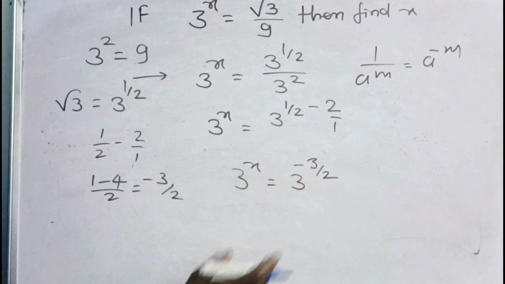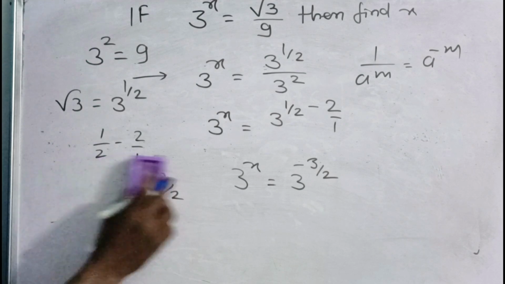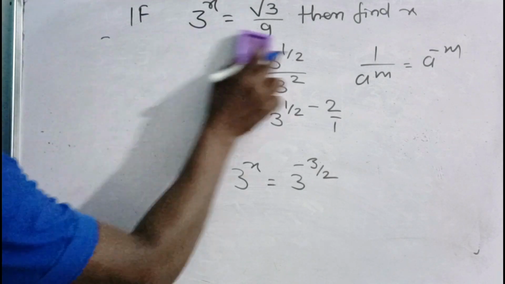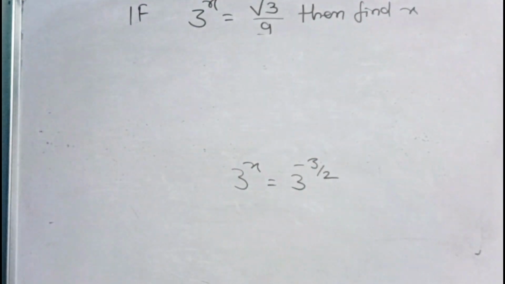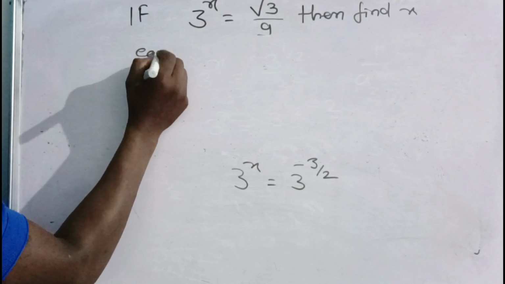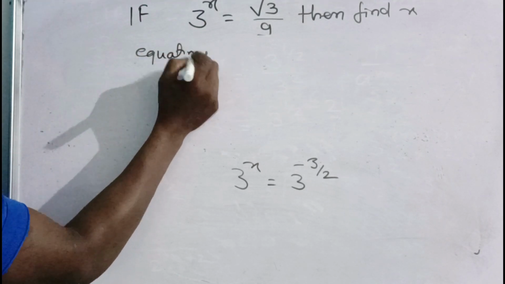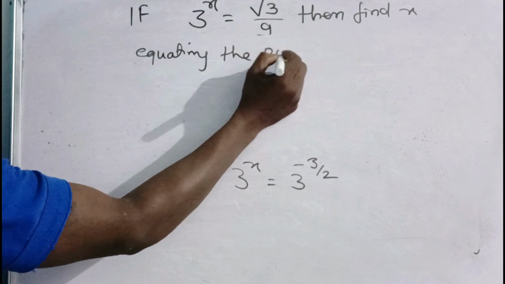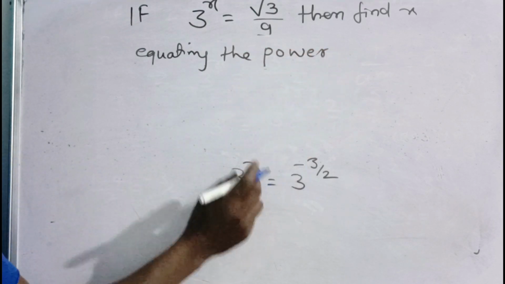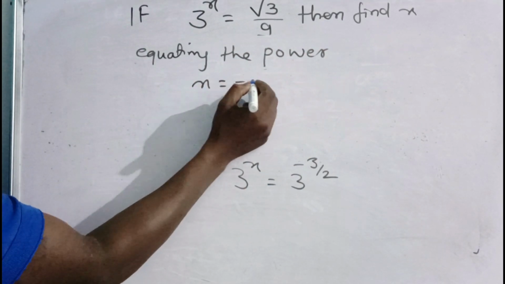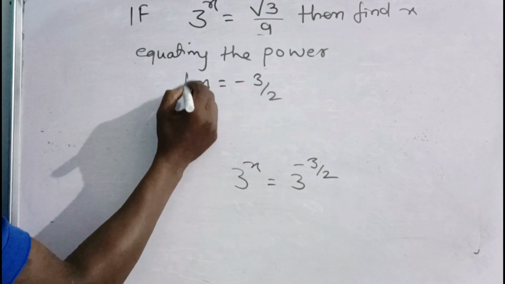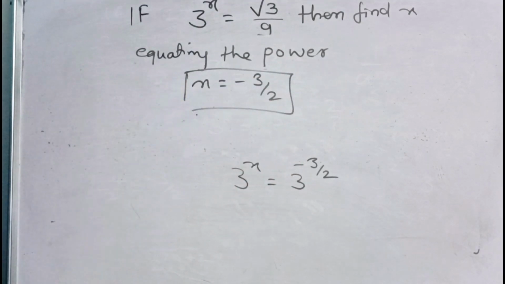Base is the same. Now equating the power. What will happen? x is equal to minus 3 by 2. This is the value of x.